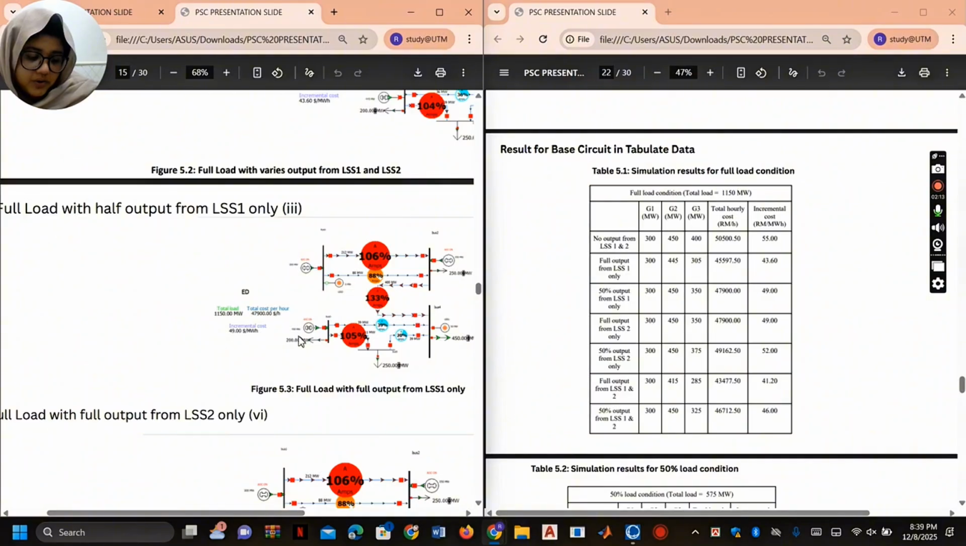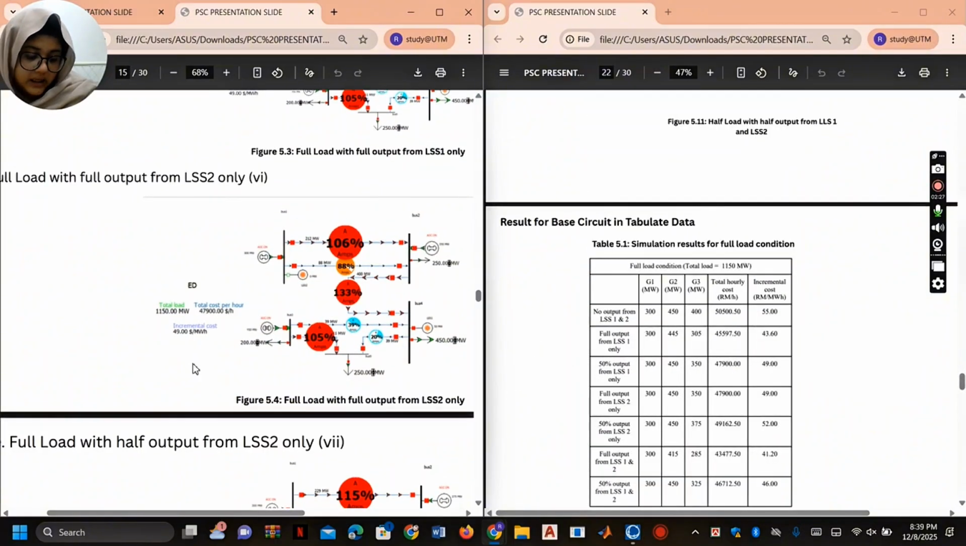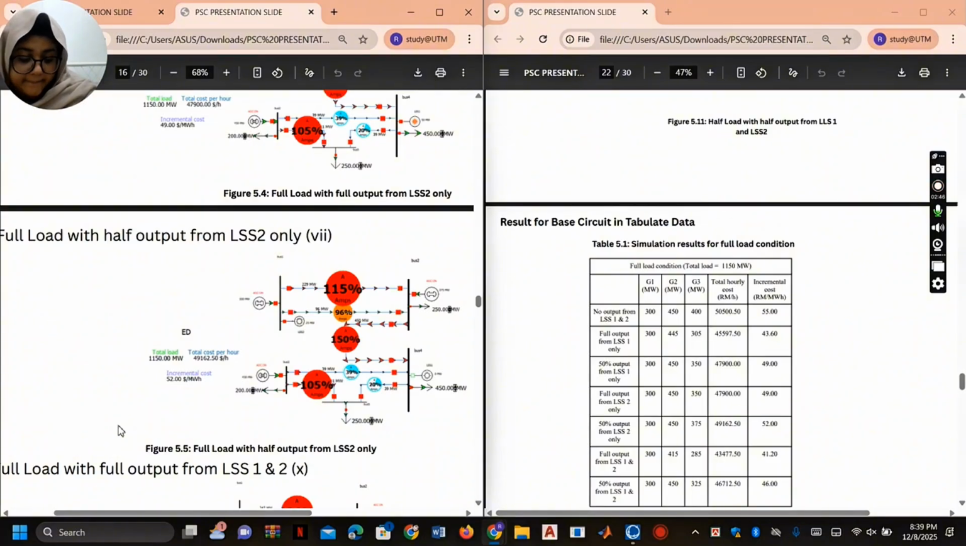Then it's C. Here it's half output, meaning 50, so solar support is reduced, for which G3 increases and cost increases, so we can say it's less solar, more thermal, higher cost. For D, LSS2 full output is 500, which is equal to LSS1, so generator outputs are the same as C, which shows the same solar gives the same economic effects regardless of which LSS supplies it.